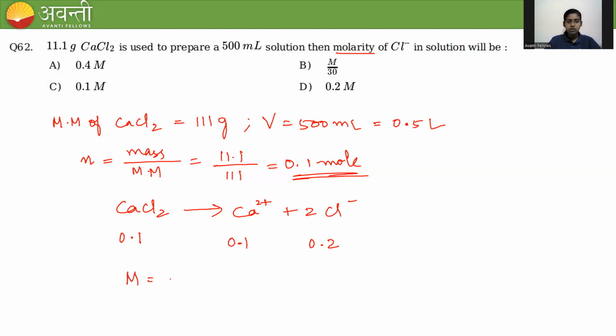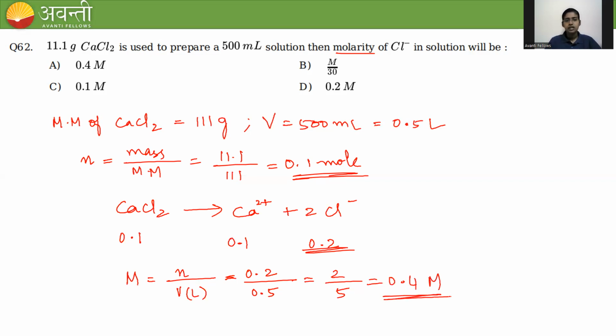Now if we substitute this in the molarity formula, which gives number of moles divided by volume in liter, the number of moles of Cl minus ion is 0.2 divided by the volume of solution in liter, 0.5. So this will give 2 by 5, and it is equal to 0.4 molar. So the molarity is 0.4 molar. Option A is the correct answer for this question.